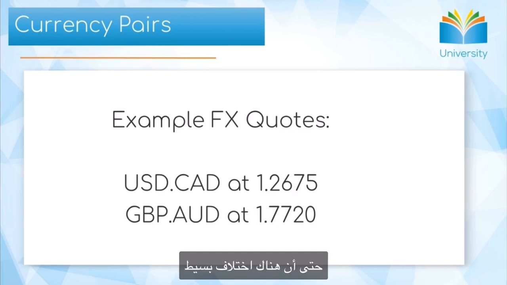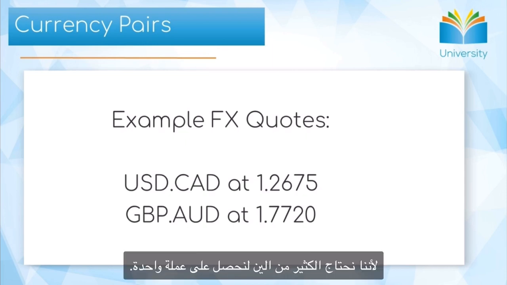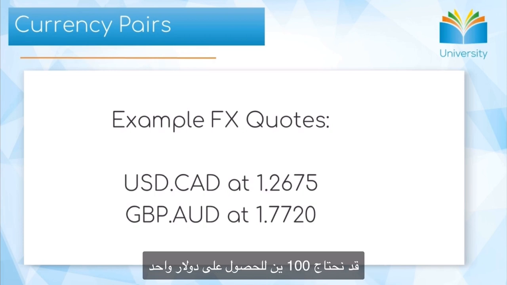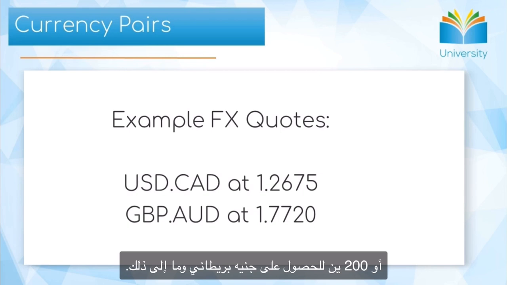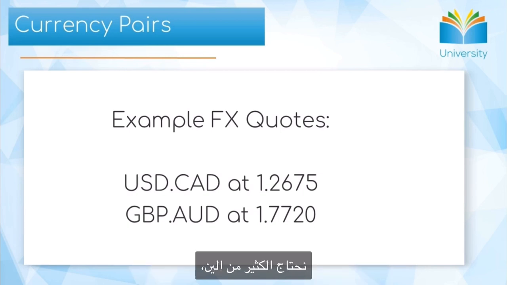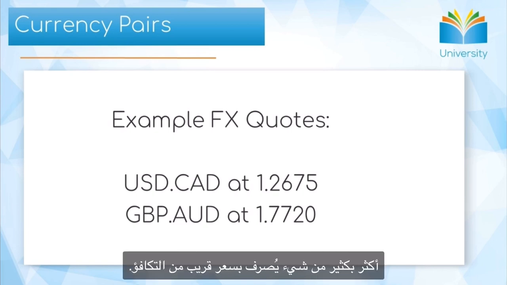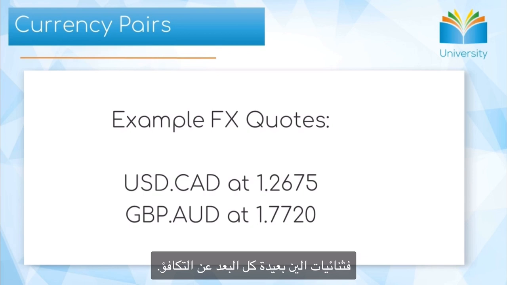There's even a little bit of a difference with Japanese yen pairs because it takes a lot of Japanese yen to get 1 currency. It could take 100 Japanese yen to get 1 US dollar or 200 Japanese yen to get 1 British pound and so on. Takes a lot of yen, much more than something that's trading close to parity. Those yen pairs are way away from parity. It takes, in many cases, 100 yen just to get 1 US dollar, or 1 Canadian dollar, or 1 Australian dollar.